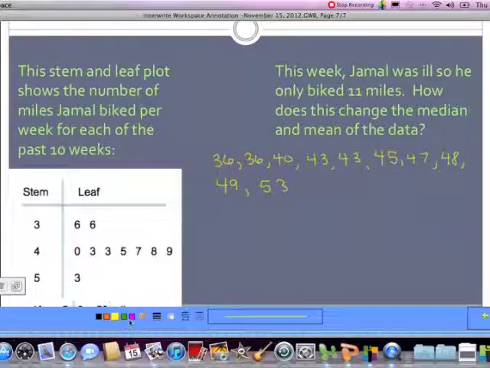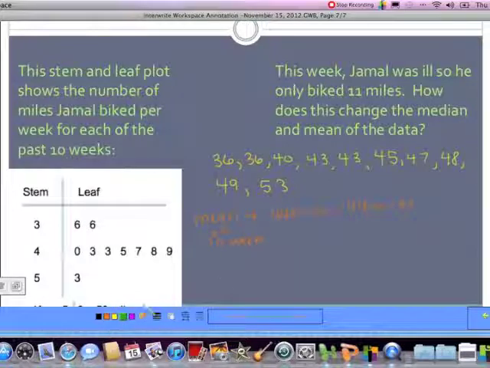Okay, we're going to start by calculating the mean. We are going to find the mean of the 10 weeks, and then find the mean of the 11 weeks, and compare them. So starting with the mean of the 10 weeks, I would simply add up these numbers, which equals 440, and divide by 10 because that's how many numbers there are in my data set. And the mean is 44 miles. This is the mean of the 10-week data.